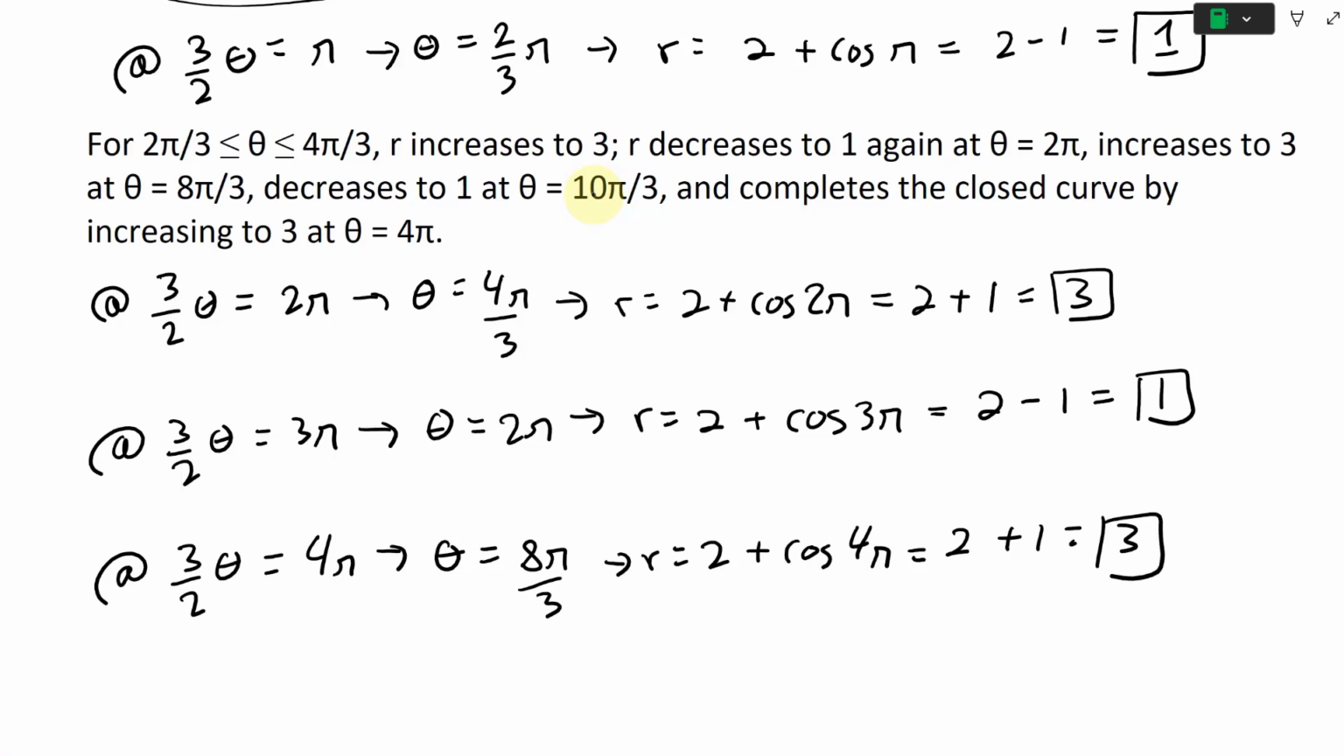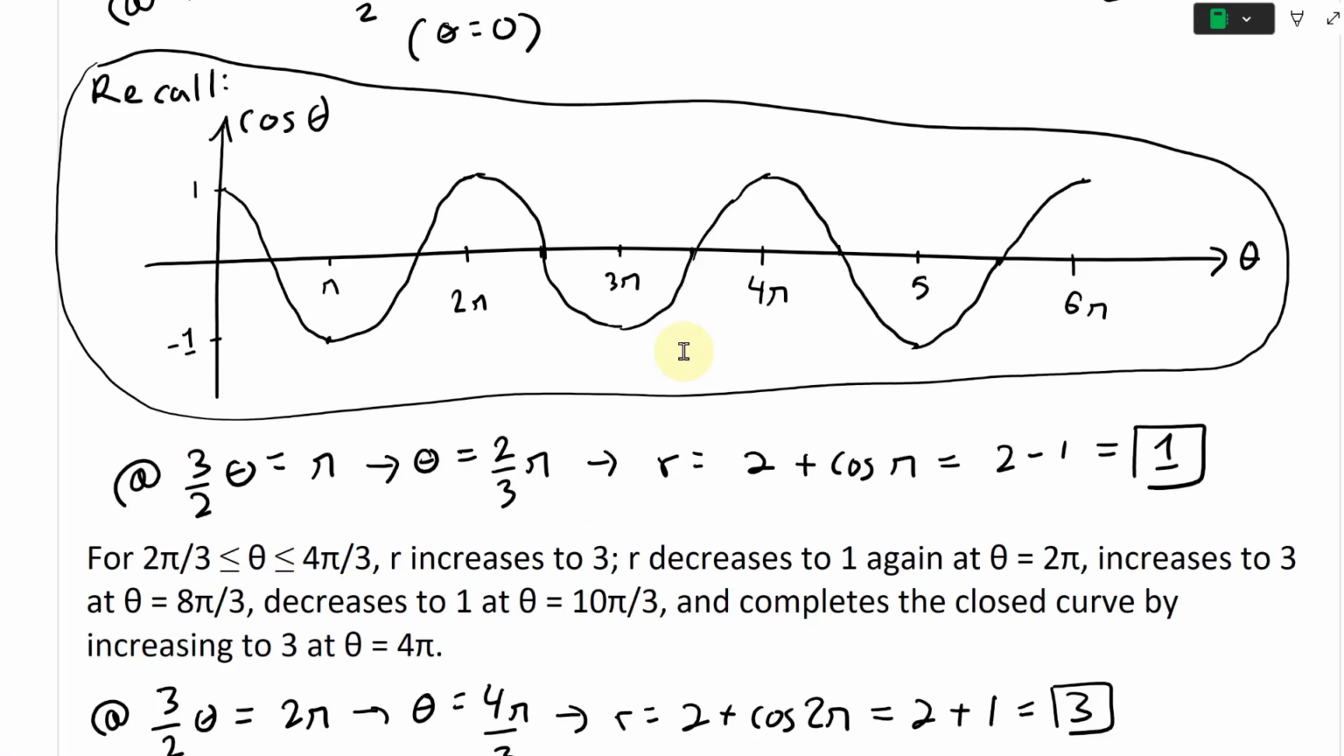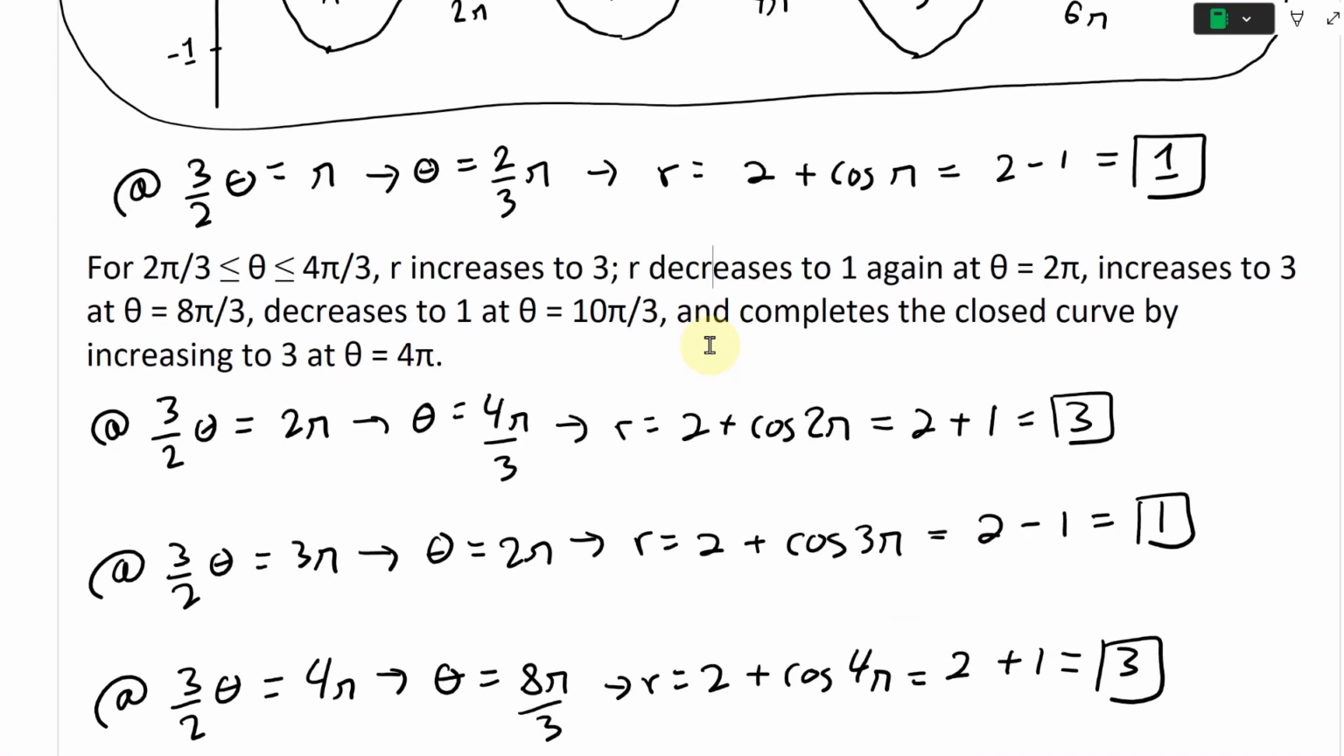And again, you can see exactly why my calculus solutions manual stated all this. So you can see right here, it increases to 3 at theta equal to 8 pi over 3. So it increases to 3, and that's when 3/2 theta is equal to 4 pi. So we get this one then, the maximum. Then we go to another minimum, we'll do 2 more.